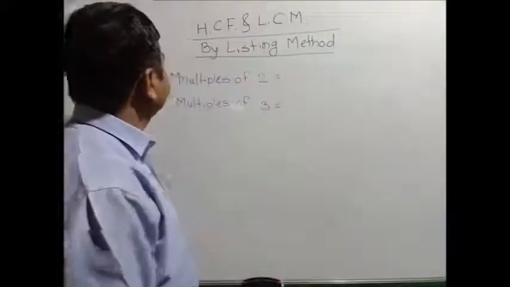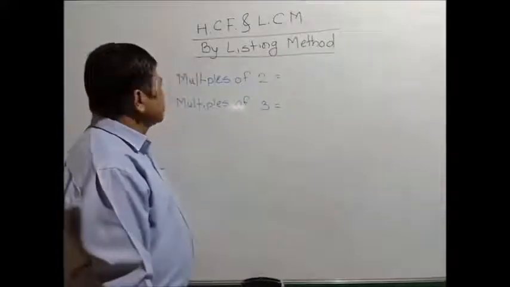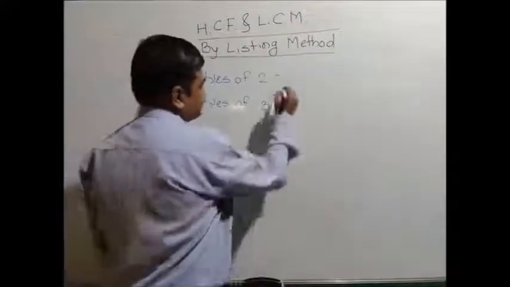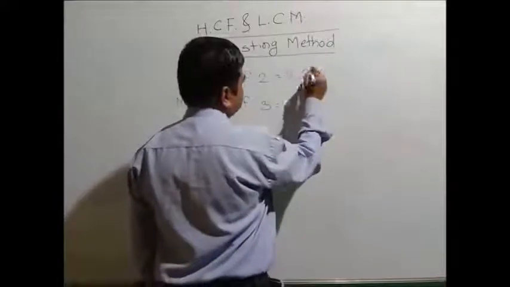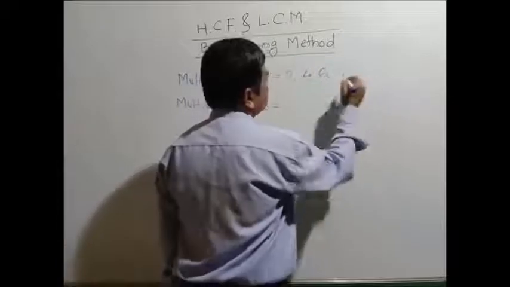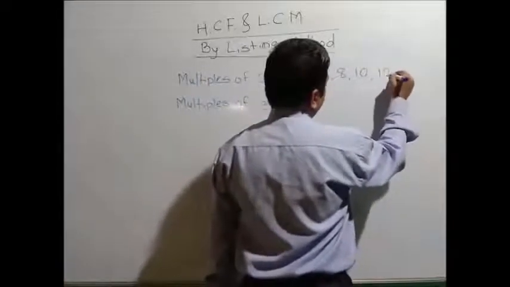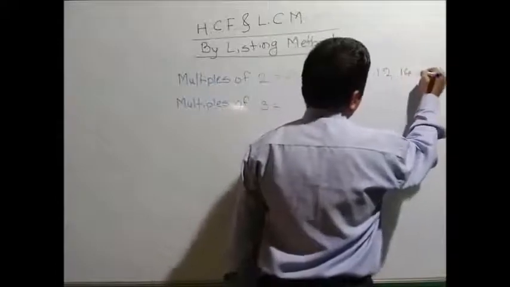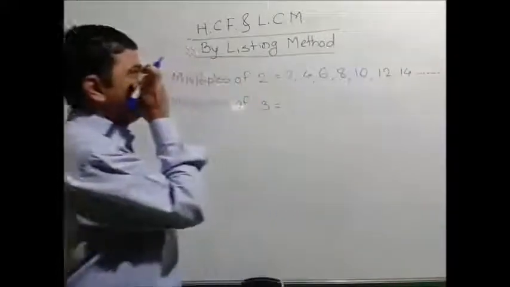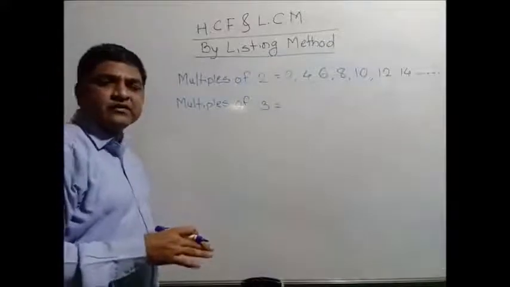It is said: find the multiples of 2 and 3. What are the multiples of 2? It is a very easy question. 2, then we have 4, then 6, then 8, then 10, 12, 14. So how many multiples are there for a number? Well, you can write up to infinity.